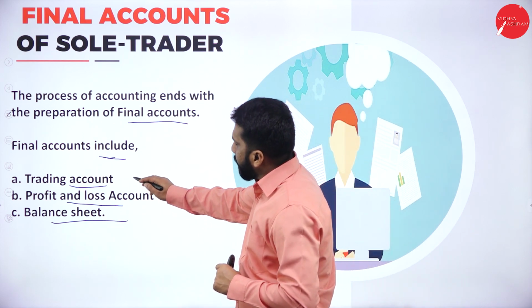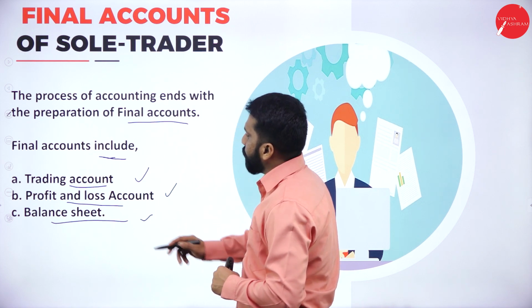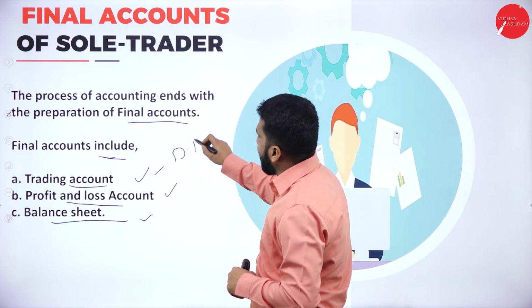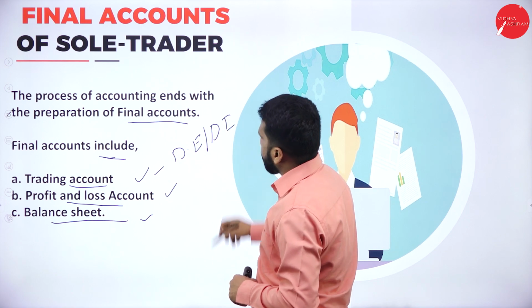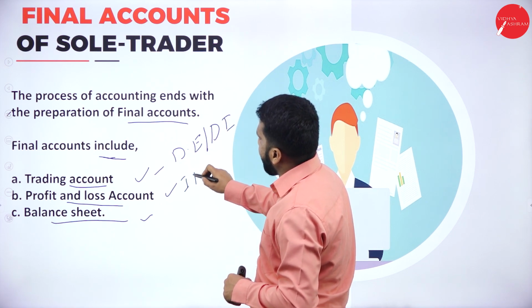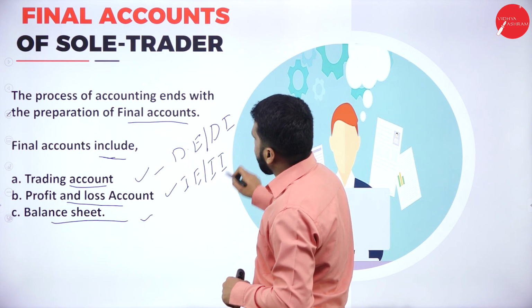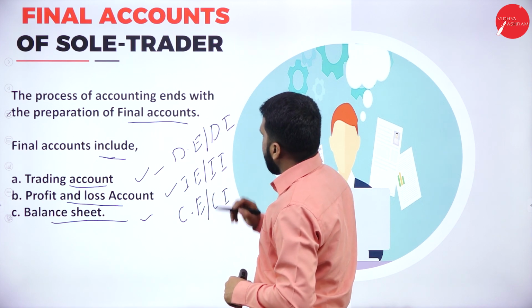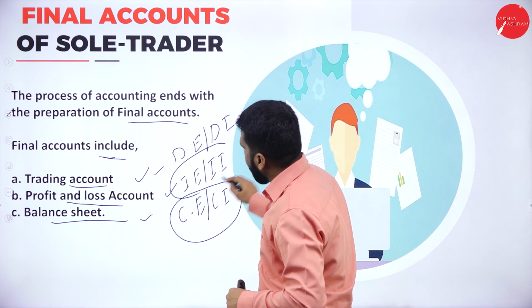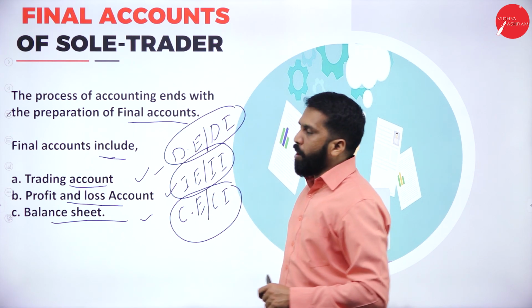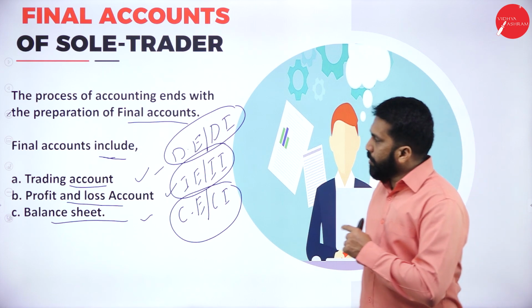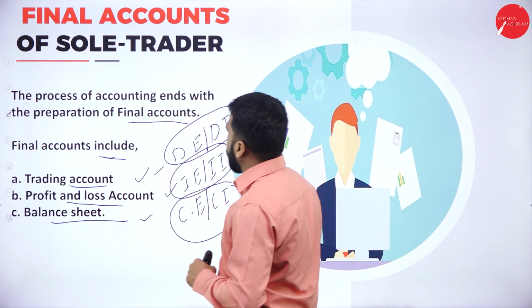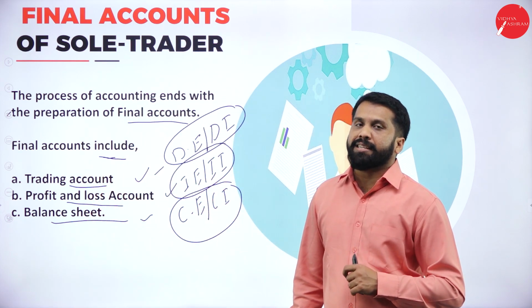Now, we will understand what is trading, what is P&L and what is balance sheet. Remember, trading means all direct expenses and direct incomes. P&L means all indirect expenses and all indirect incomes. Balance sheet means all capital expenditure and capital income. This you have to understand first.